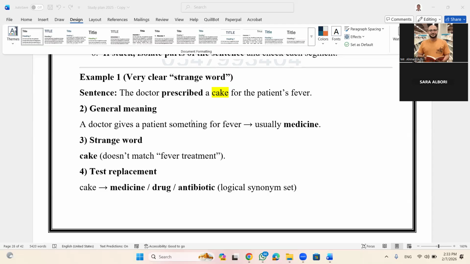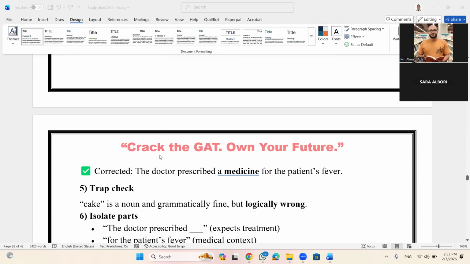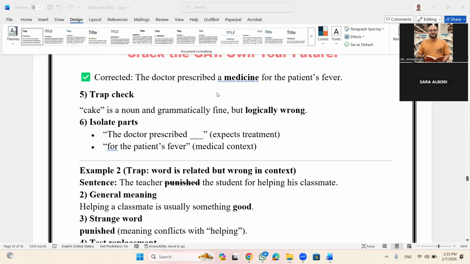Good. Which word is strange here? Cake. A doctor does not prescribe a cake. Can you replace it? Yes. Medicine, drug, antibiotic. It's okay. So here, now you're working in the right direction. So replace the word cake with the word medicine. Clear? Yes. Good. And take care of the traps here, by the way. The trap here: prescribe a cake. A cake is a noun, and the word that I need here is a noun too.